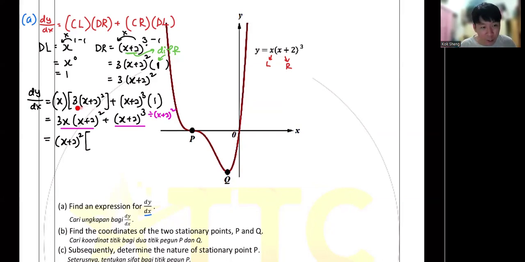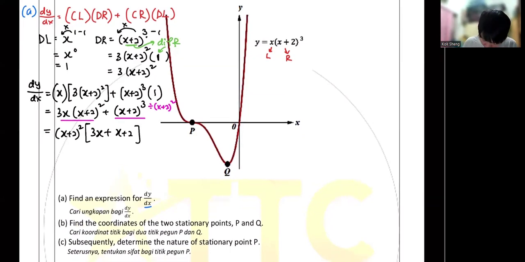Okay, so for the left side, after you factorize, after you divide, no more x plus 2 square, you left only 3x. Plus x plus 2 to the power 3. After you factorize, you divide by power 2, you left only one more. So, yep. Okay, finally, though. Put together 3x plus x, done. That is your dy over dx.